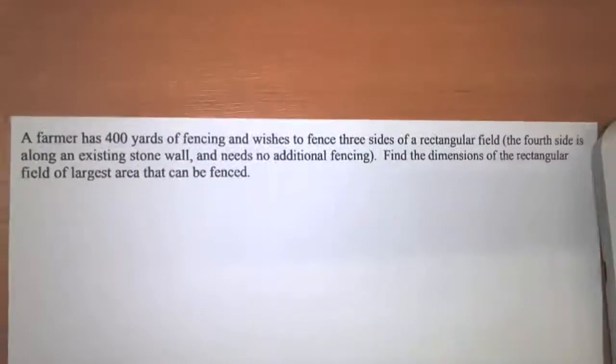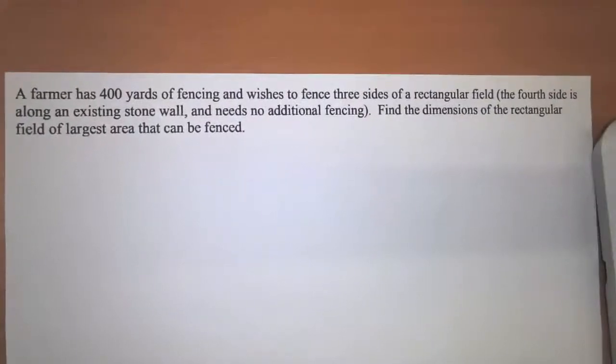So this will be a little bit of a geometry problem. A farmer has 400 yards of fencing and wishes to fence 3 sides of a rectangular field. So the fourth side is a stone wall which already exists. So we only need to use the fencing for 3 sides in order to enclose the area. So we want to figure out how to do that in such a way that we're using the 400 yards of fencing and we're enclosing the largest area we possibly can.